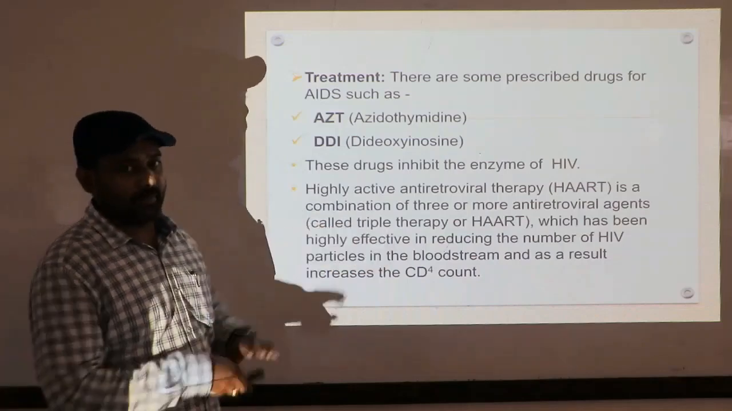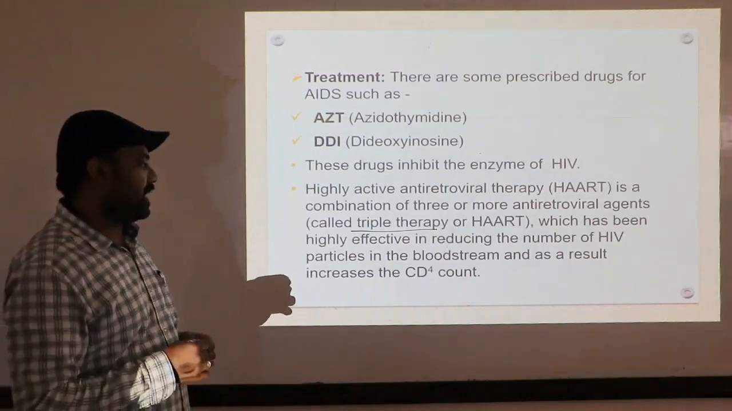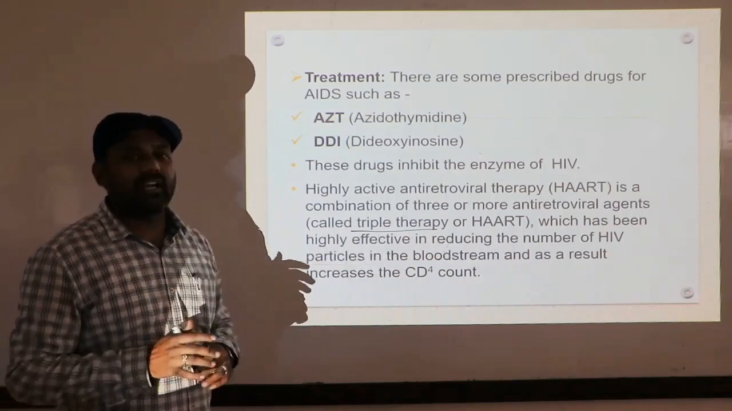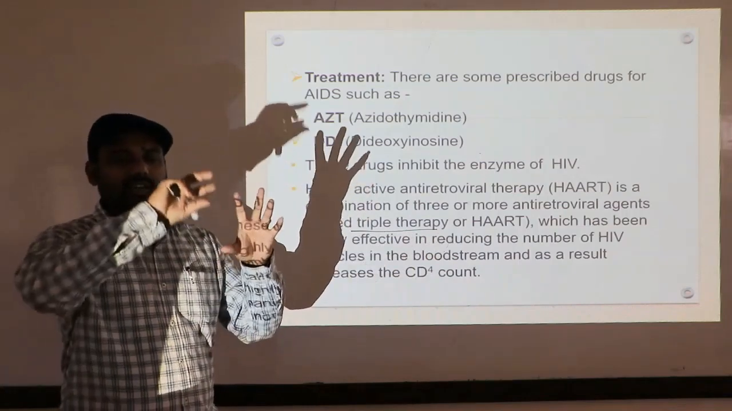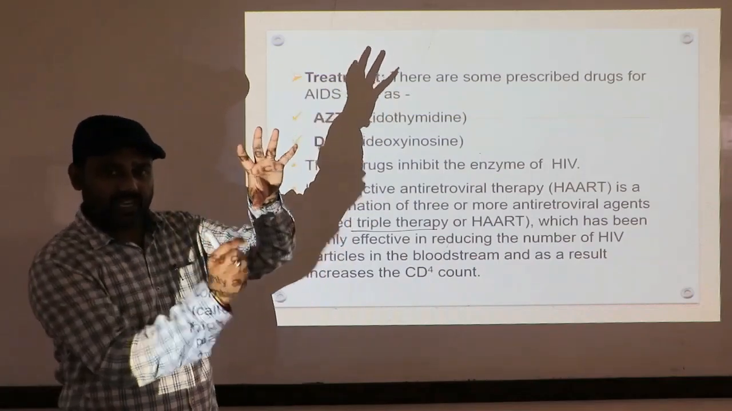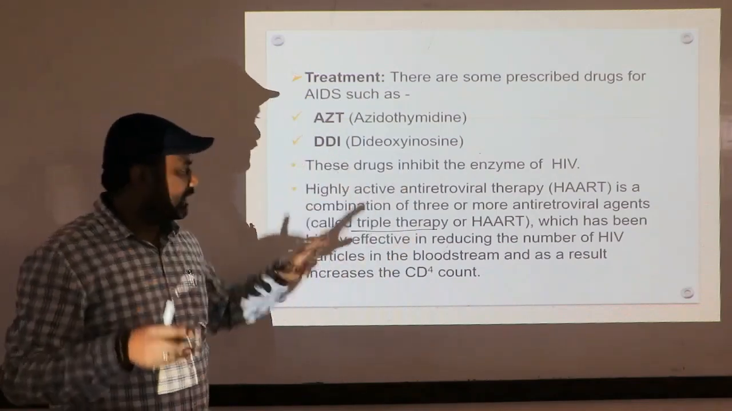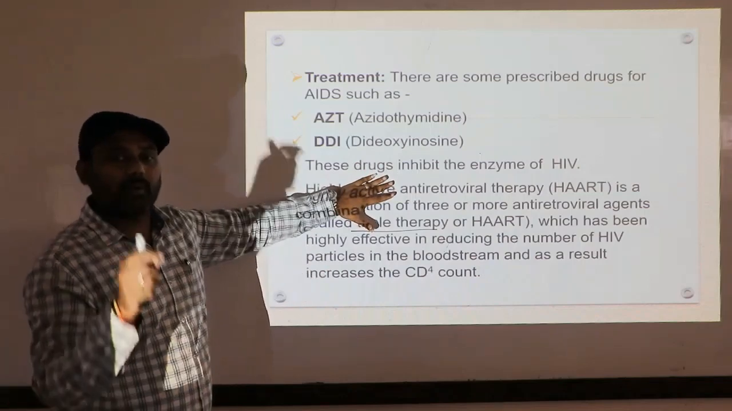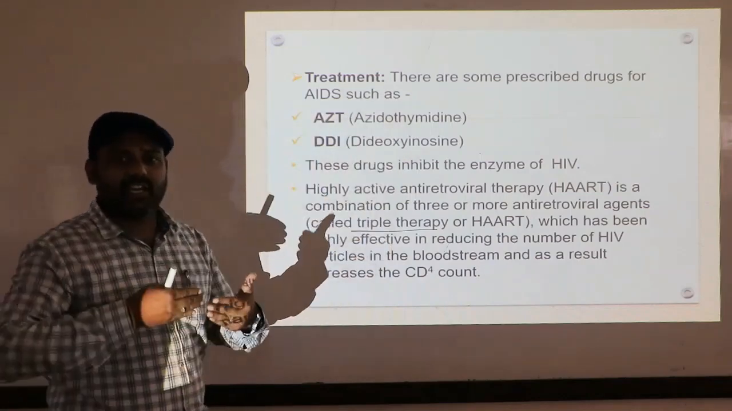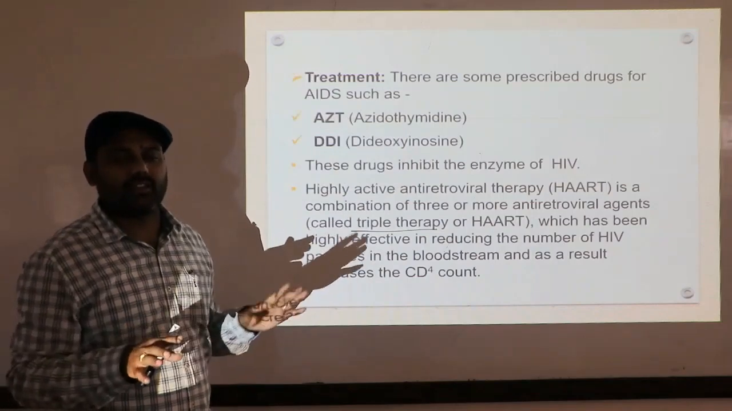called triple therapy. Important word, triple therapy or HAART, which has been highly effective in reducing the number of HIV particles in the bloodstream. Whatever number of viral particles are present in the cell, they are going to break open the cell, come out of the cell and enter the bloodstream. So there, this medication is going to reduce the number of viral particles in the blood. By means of all this, we can increase the lifespan of the patient, but it is not possible to cure HIV 100%.